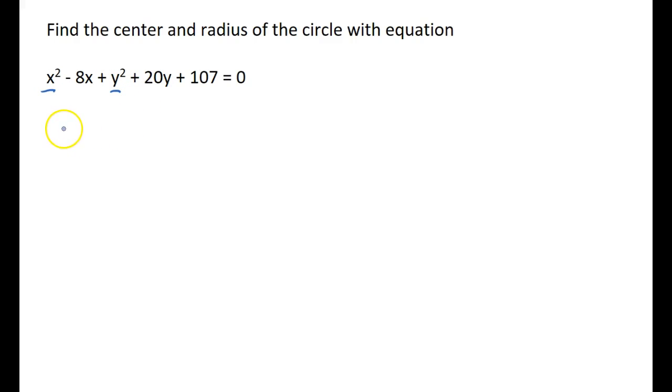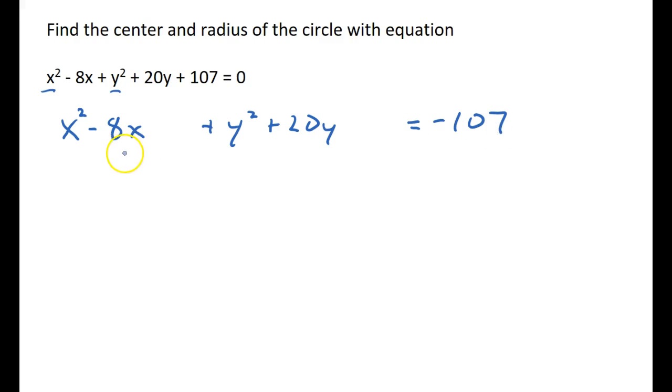Okay, so here we go. We're going to complete the square for both x and y. So I'm going to go x squared minus 8x. I'm going to skip a space. I'm going to go y squared plus 20y, skip a space, and get the constant over on the other side. Okay, so remember how to complete the square. I'm going to take half the middle term, which in this case is negative 4, square it. I'm going to get 16. I'm going to add that to both sides. Then I'm going to do the same thing for my y terms. Take half of this, which is 10, square it, which is 100, and add that to both sides.